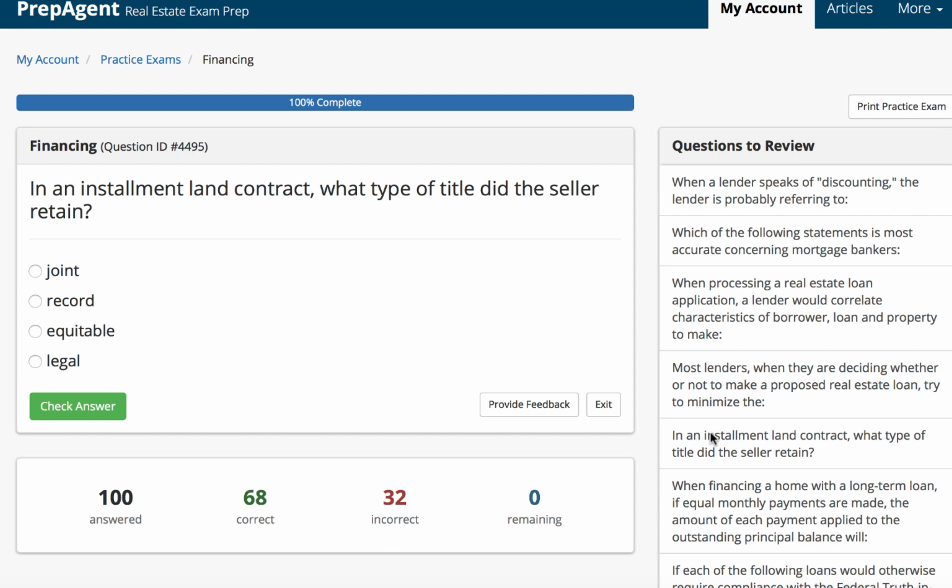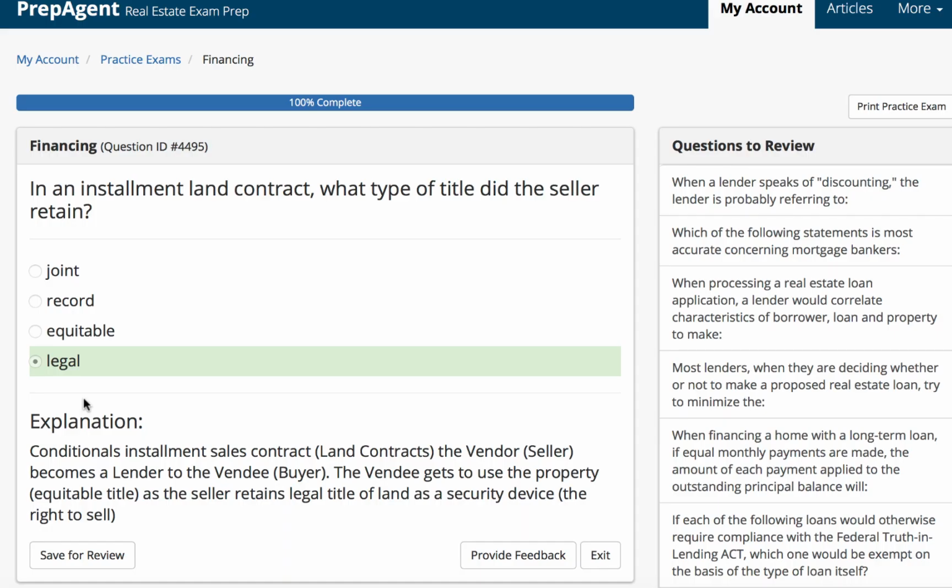In an installment land contract, what type of title did the seller retain? Okay. So I know it's either equitable or legal, but I think it's legal. Good. Do you know what the difference is between equitable and legal? Equitable means that I don't hold the actual title, but I hold possession of the property. Good. Well, just think, it means you get equity.